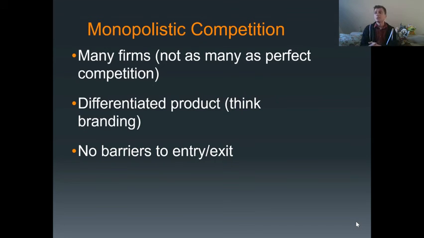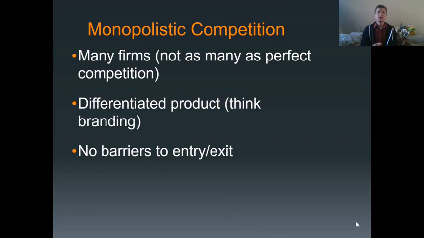Monopolistic competition. This is the market structure that gives people a little bit more trouble than others. For monopolistic competition, it's sort of like combining perfect competition and monopoly, thus the name. There are many firms, so not quite as many as perfect competition, but still a lot, more than you can typically think of. You do have a differentiated product, and I want you to think branding and sort of word of mouth recommendations.